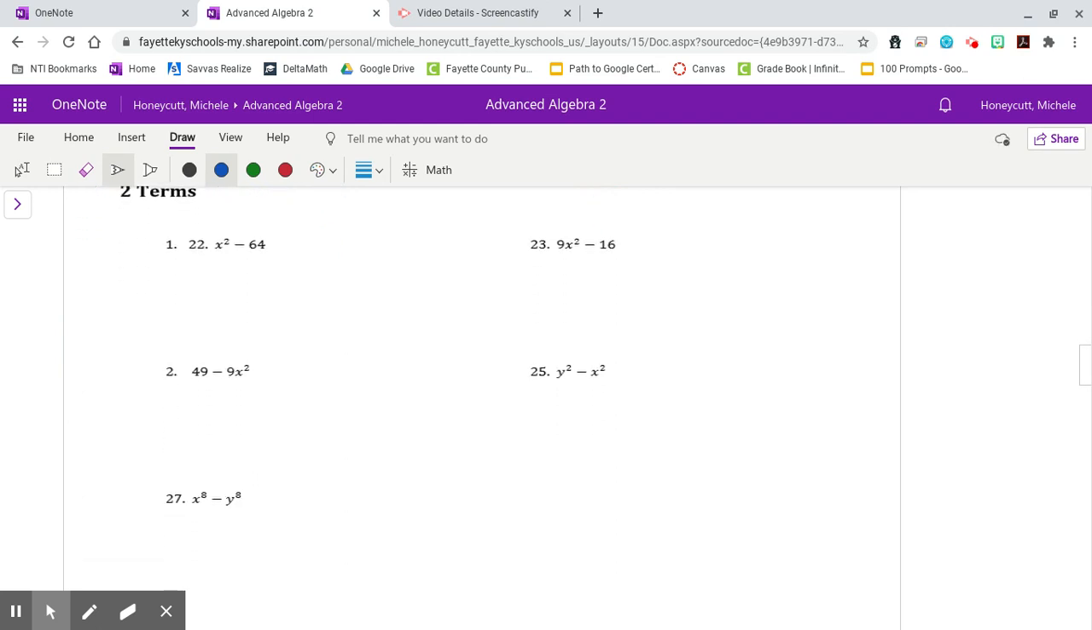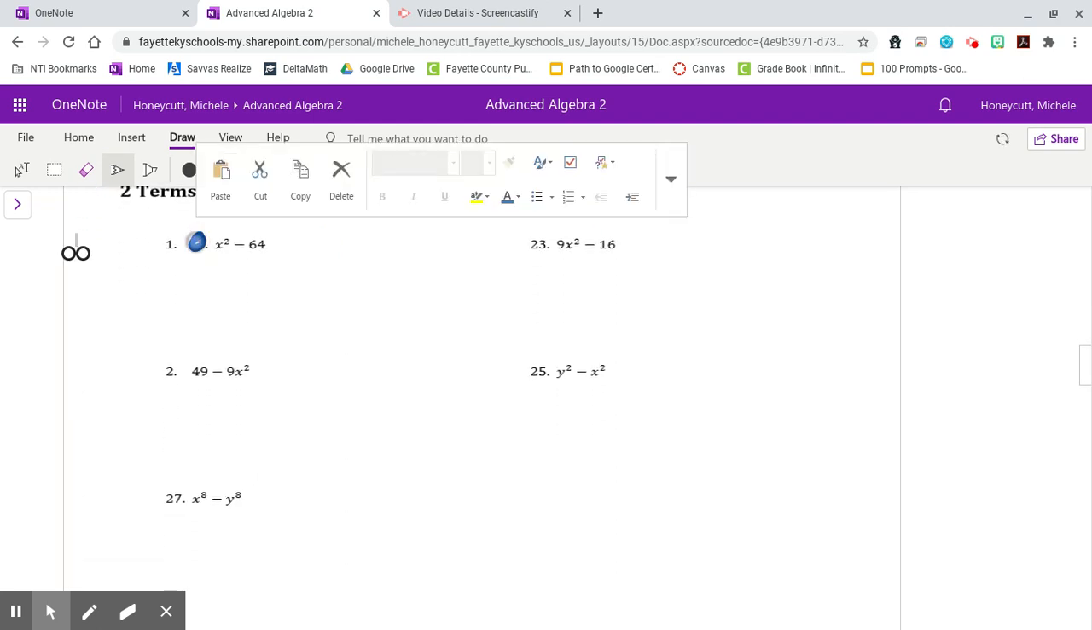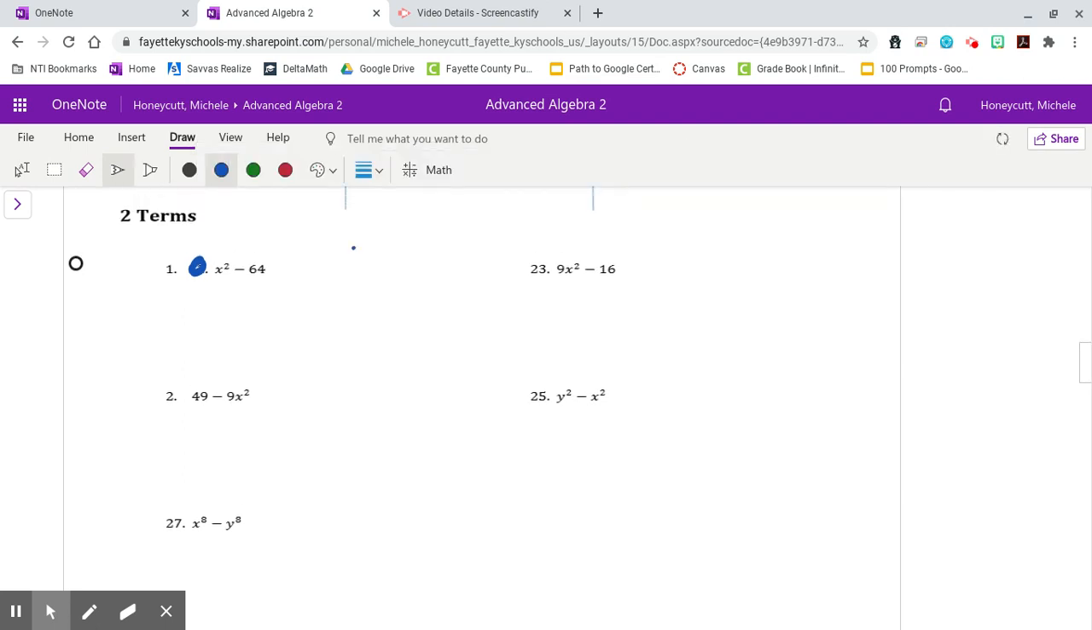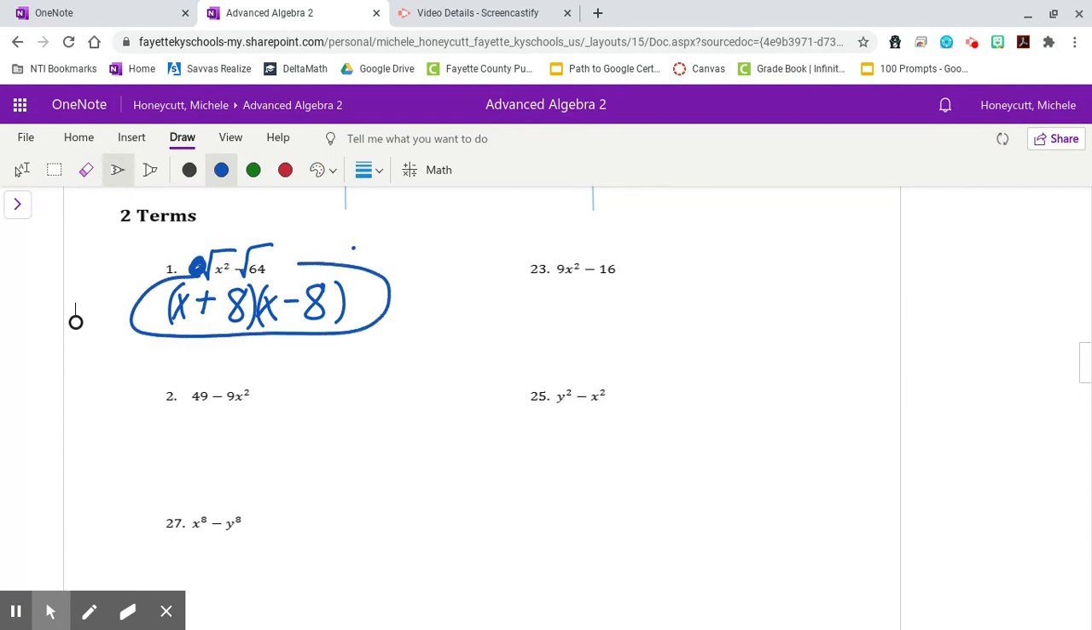So I look at number 1 here. That 22 I think is just an extra stray mark. Okay, so x squared minus 64. I see that x squared is a perfect square, and I see that 64 is a perfect square. There's only 2 terms. There's no greatest common factor. So I'll go ahead and set up 2 binomials. Then I think, okay, what's the square root of x squared? It's x, because x times x is x squared. The square root of 64 is 8. And then the factoring pattern calls for me to have a plus and a minus. And I'm done. I don't have to worry about anything else.